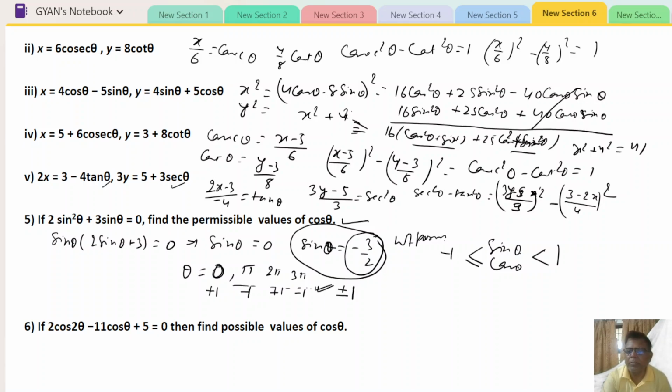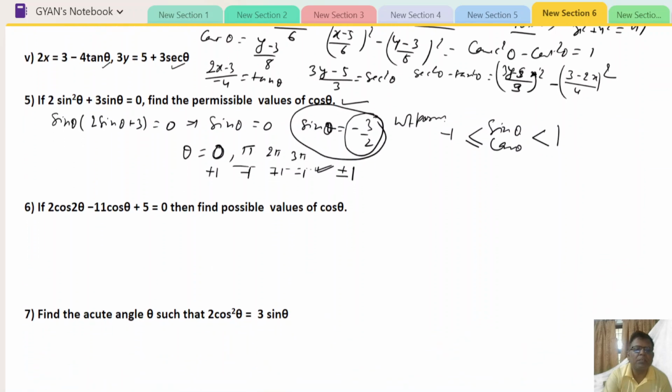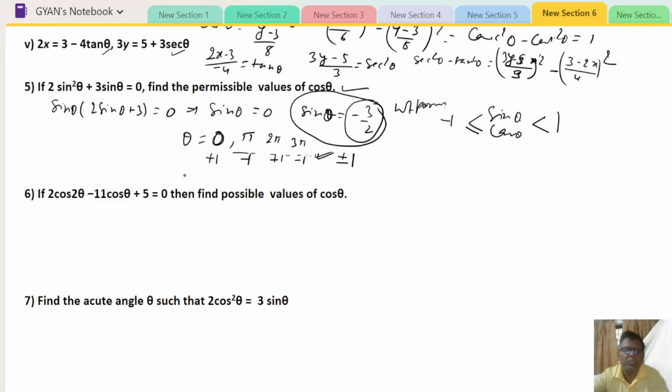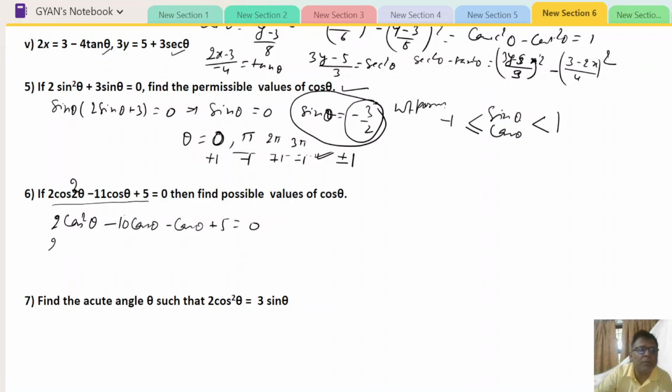Now come to question number 6. Question 6 says find the possible values of cos theta. So just factorize it and solve it. So 2 cos square theta minus, factorize it, so minus 10 cos theta minus cos theta plus 5 is equal to 0. Now take common: 2 cos theta is common, so 2 cos theta times (cos theta minus 5).